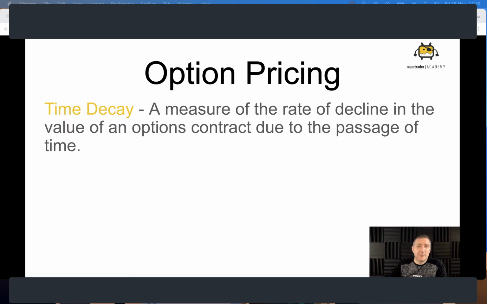So next up is time decay. And time decay is a measure of the rate of decline in the value of an option due to the passage of time. Now, I've alluded to this quite a few times, and I'll keep doing that. We're going to hammer everything in. We're going to repeat. Time decay is a beautiful thing if you're a short seller or if you're selling. Doesn't work so good if you're buying, but it's a beautiful thing if you're selling. And I'll show you why.